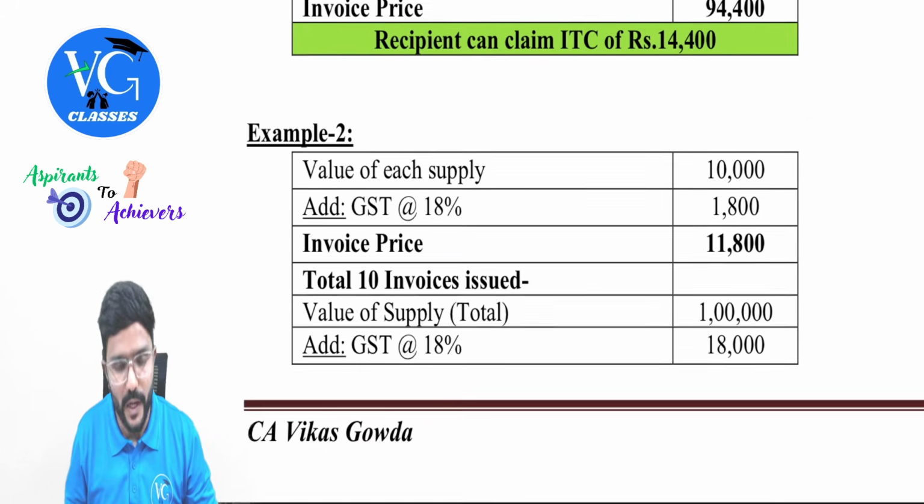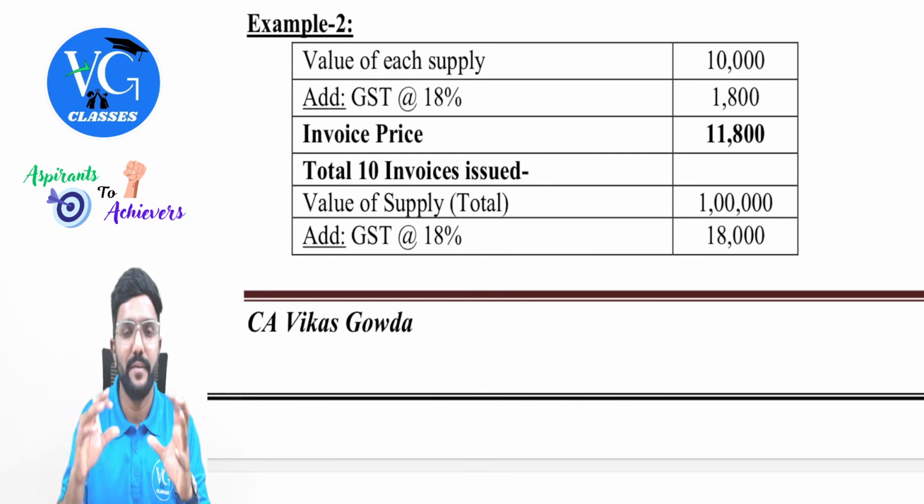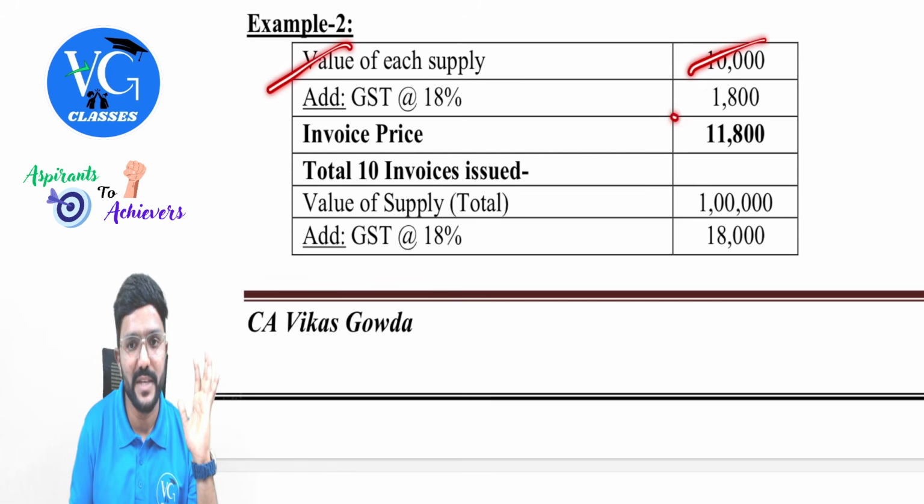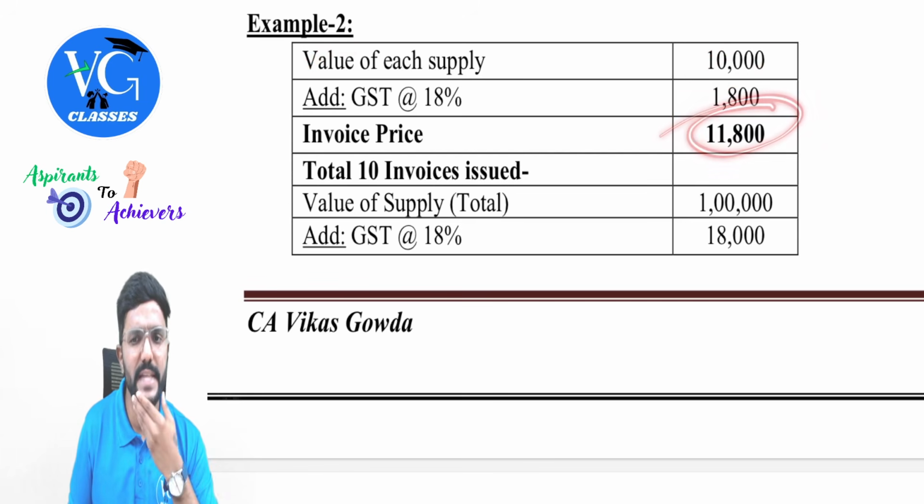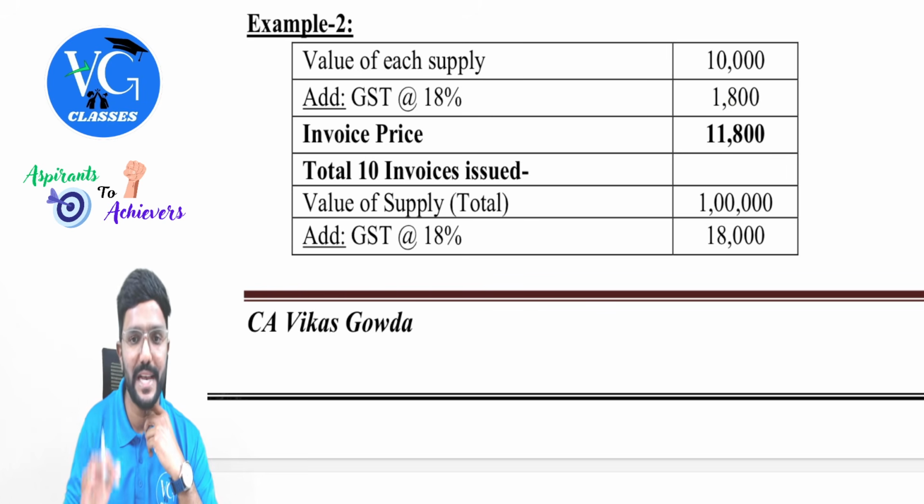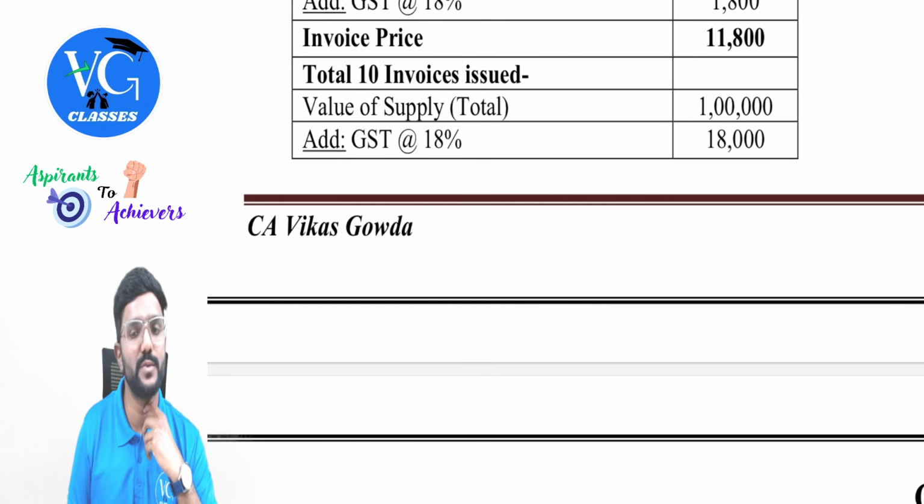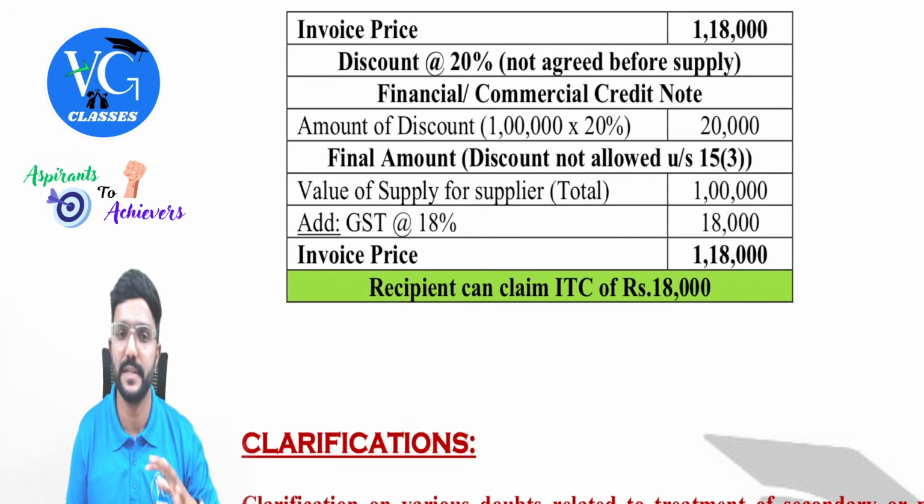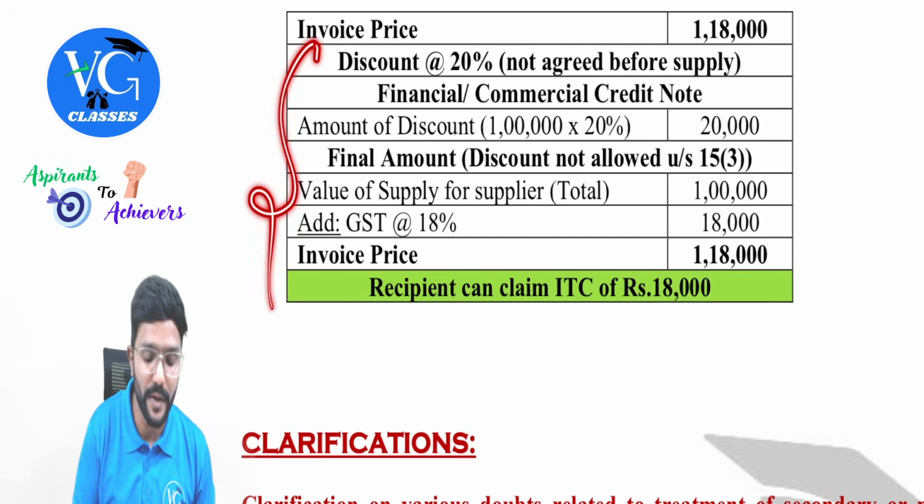Yes, sir. Now, same example I have taken, but slight changes I would be making. So value of each supply is 10,000 plus GST 1,800. So the value of each supply, each invoice comes to 11,800. So totally 10 invoices have been issued in a year. So value of supply is 1 lakh plus GST on that 18,000. So the invoice price is 1 lakh 18,000 guys. Yes, sir. From now on, please be careful.